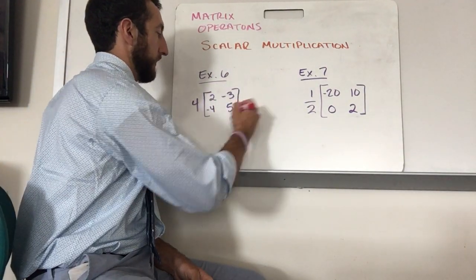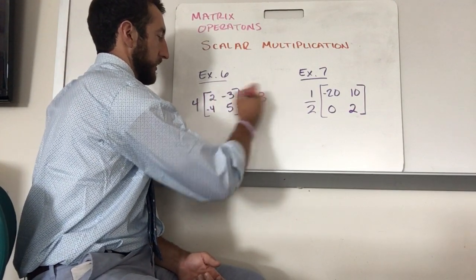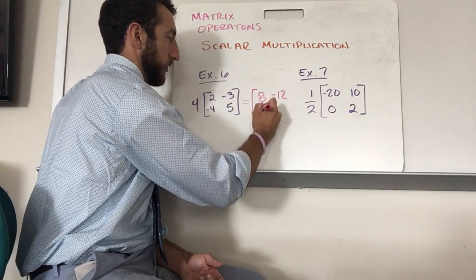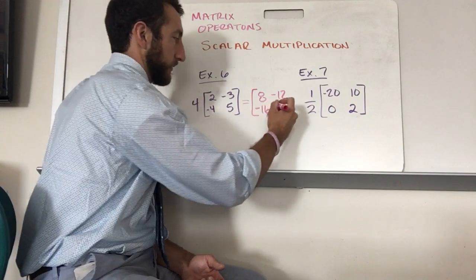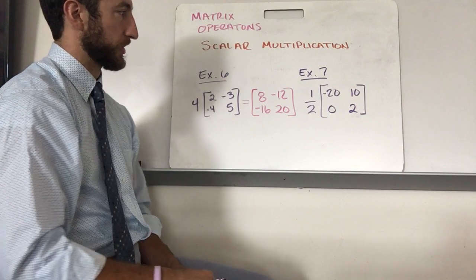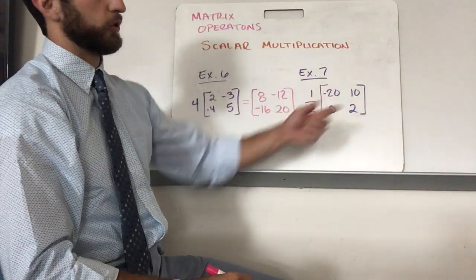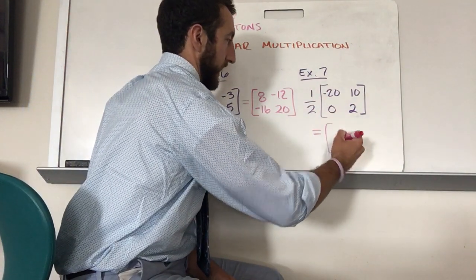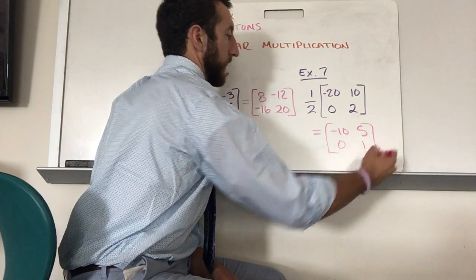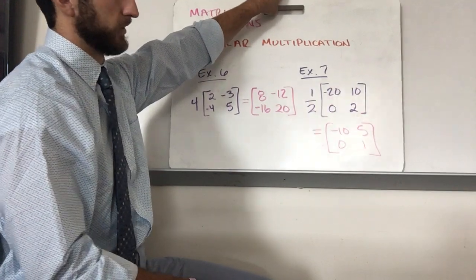So here, if I were to multiply these, 4 times 2 gives me 8. 4 times -3 gives me -12. 4 times -4 is -16. And 4 times 5 is going to be 20. All right, so that's scalar multiplication. Here, I do the same thing. I'm going to just multiply everything times a half. So basically I'm just taking half of everything. So that's -10, 5, 0, and 1. But all you're doing with that scalar multiplication is basically the distributive property.